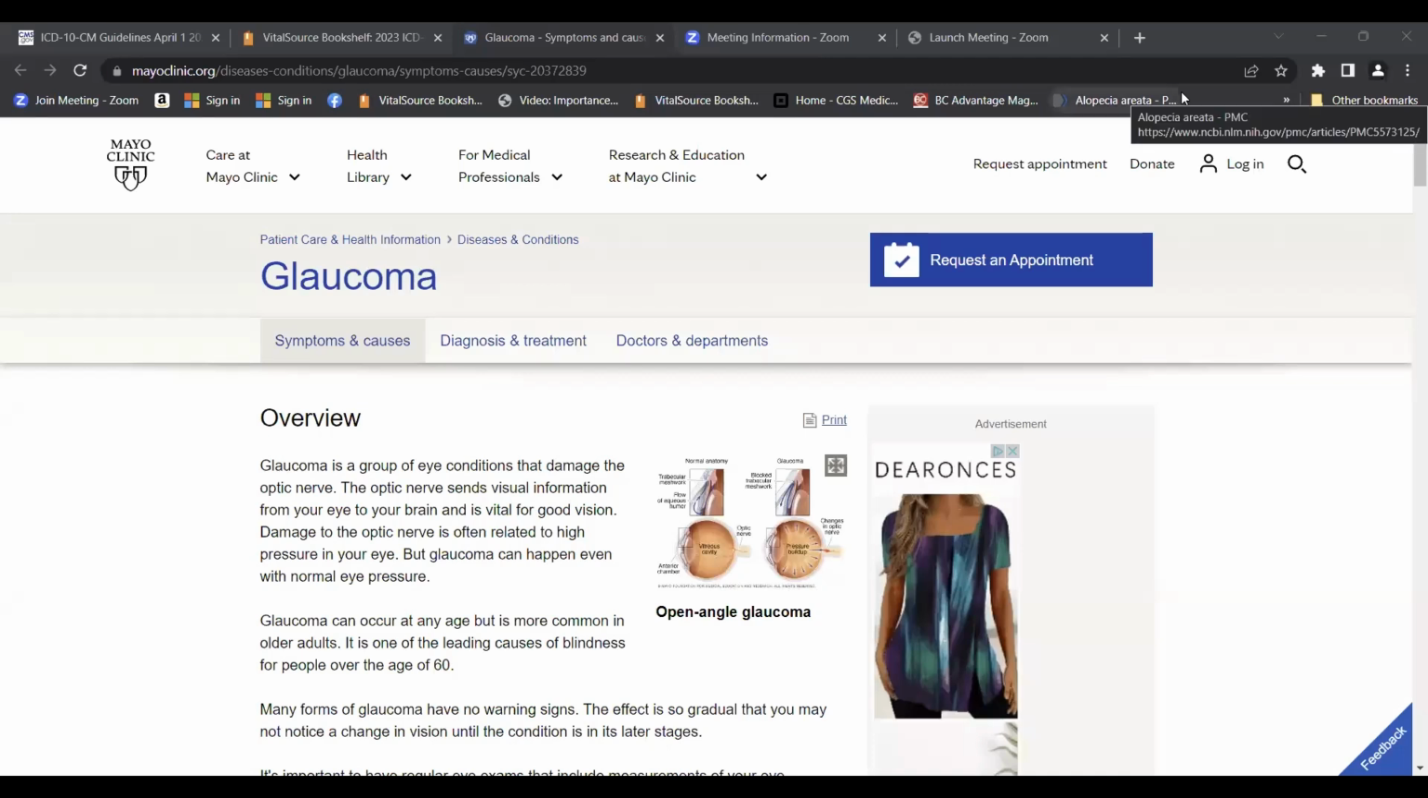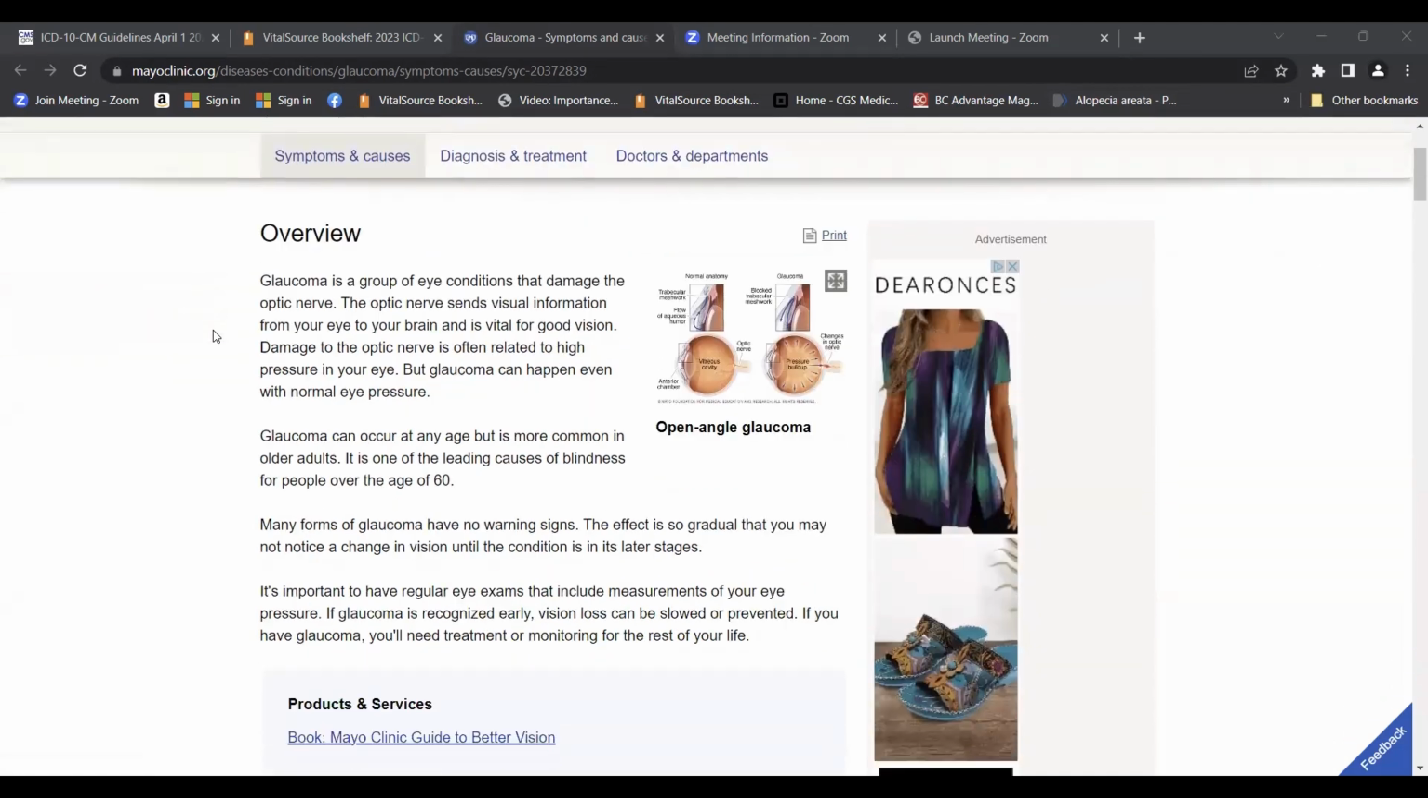Good evening, coders. Tonight we're going to be working on guidelines for the eye, and most of our conversation will be about glaucoma. Now, I'm using the Mayo Clinic website. It's mayoclinic.org. So if you want to go there to read this information for yourself, you can. So we'll start off tonight basically explaining what glaucoma is based on their website.